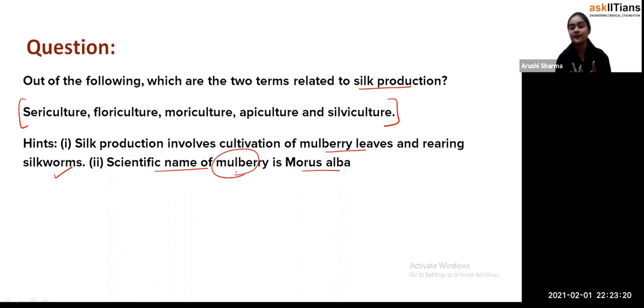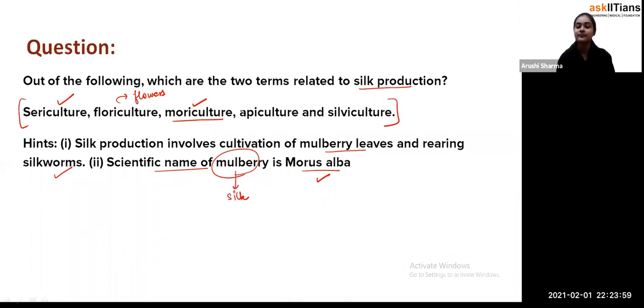Sericulture we have already studied. Sericulture is the process we use for silk production. Floriculture is used for flowers, like the maintenance and everything of the flower, so we call it floriculture. Now moriculture: they have given you that the scientific name of mulberry is Morus alba. Mulberry leaves are used in silk production, and its scientific name is Morus alba. So moriculture has been taken from here. So yes, sericulture and moriculture are the two terms related to silk production.